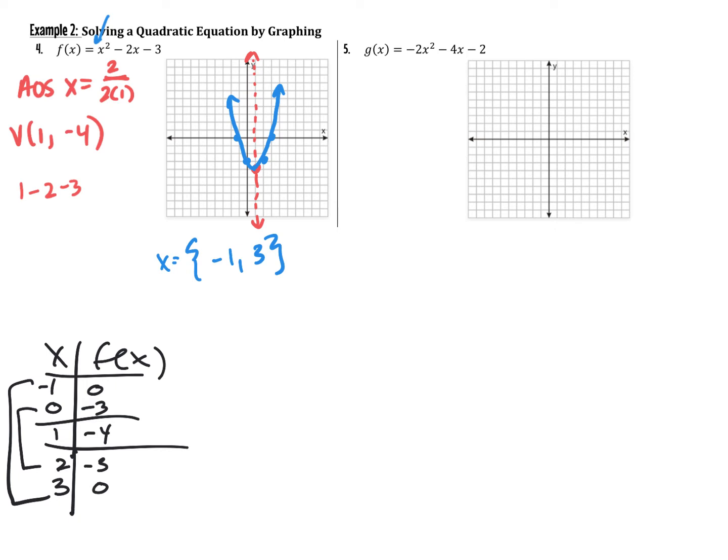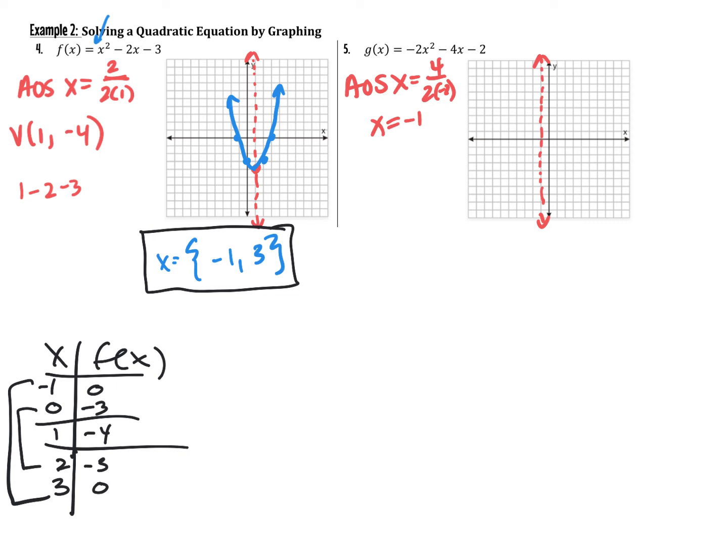So however is easiest for you to graph it, the goal ultimately now is to identify from our graph where we're crossing the x-axis. So go ahead and pause the video and work through the same process for number 5 on your own, and then unpause the video and see how you did.